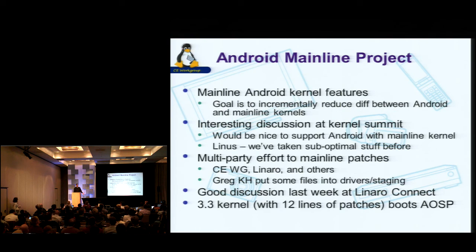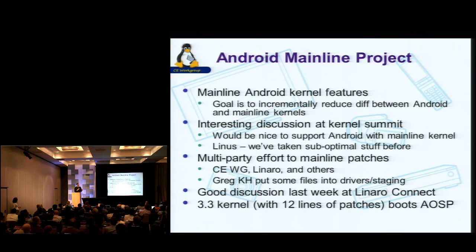So Android mainline project, the basic idea of the project is to reduce the delta between the Android kernel and mainline. There'll always be something that Google is working on that's not suitable to put in mainline. So the delta was never going to be 0. But if we can cut it down, and in particular, one of the goals of this project is to be able to take Android open source project, build it, and run it on top of a mainline kernel.